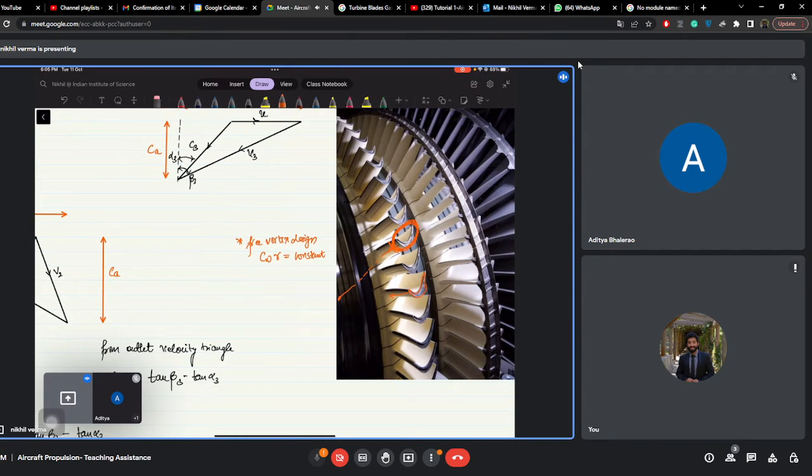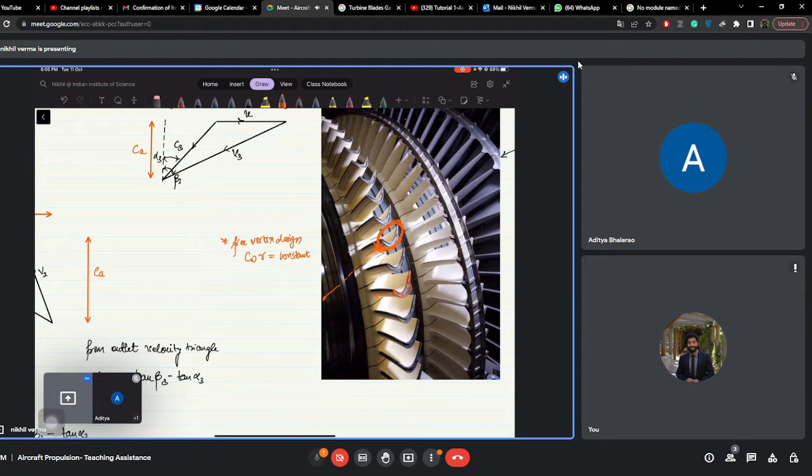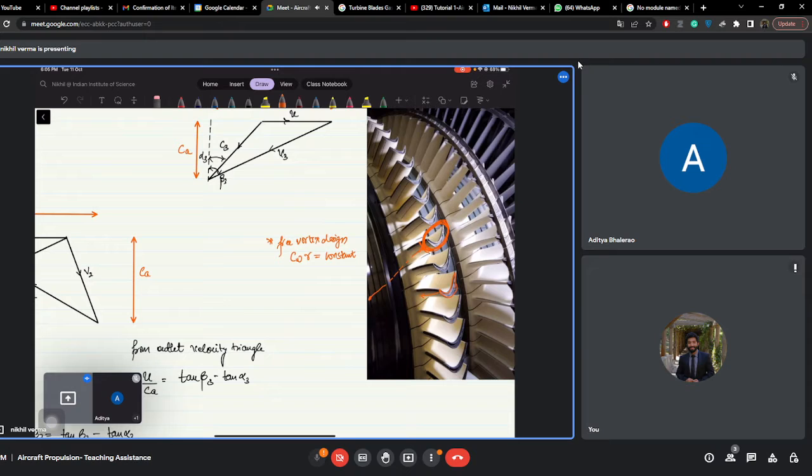So yeah, this is how a turbine blade looks like, and how they are made is they are fabricated in a single piece, and they are assembled onto a rim. So this is a rim, and they are assembled onto a rim like this.